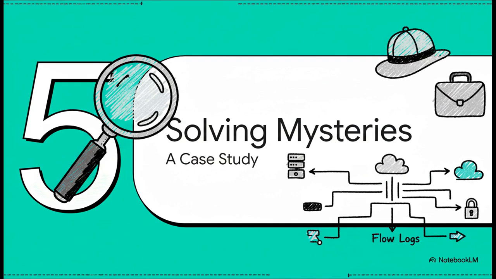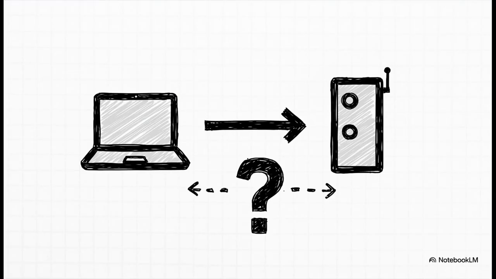Okay, enough theory. Theory's great, but let's get our hands dirty. Let's put these new detective skills to the test and actually solve a case. This is where you're going to see just how powerful these logs really are. So here's the mystery. It's a classic. You're trying to ping one of your EC2 instances from your laptop. You hit enter and nothing. Just crickets. The connection times out. So what happened? Where did it go wrong?